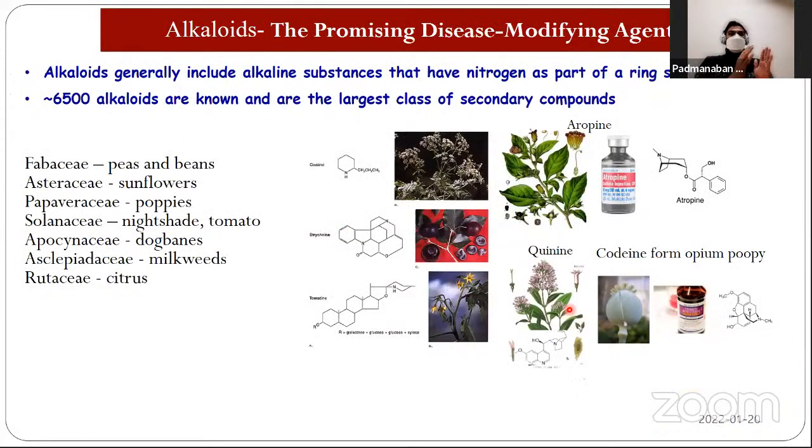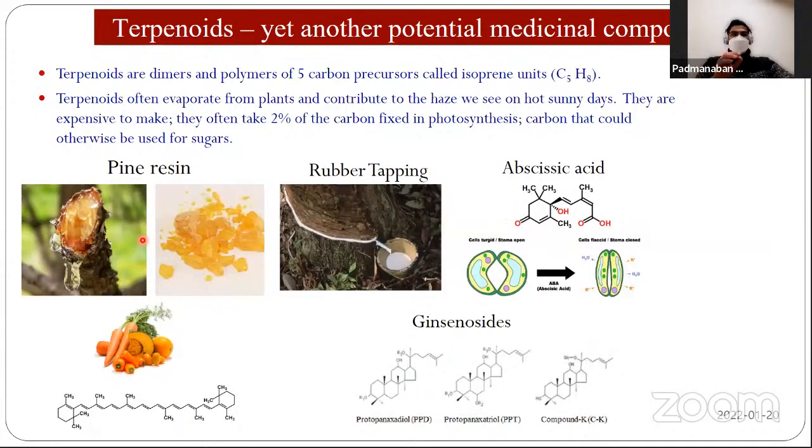And then when we talk about alkaloids, they are famously known as anti-cancer molecules, in terms of vinblastine, vincristine, codeine, or quinine, all those compounds. They are diversely present across species, including Fabaceae, Asteraceae, Solanaceae, Apocynaceae, and Rutaceae, which we normally use in our regular life. So they are pretty useful for humans as well. Apart from that, the very important and most abundant secondary metabolite, terpenoids.